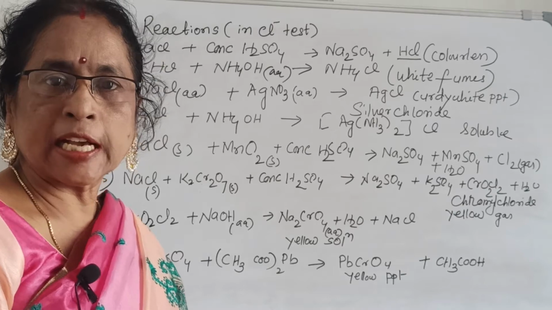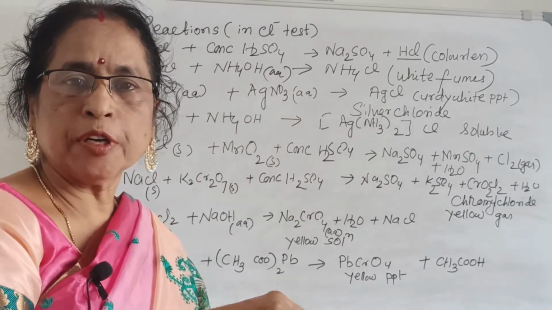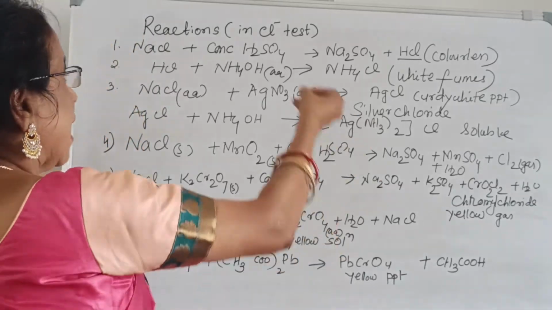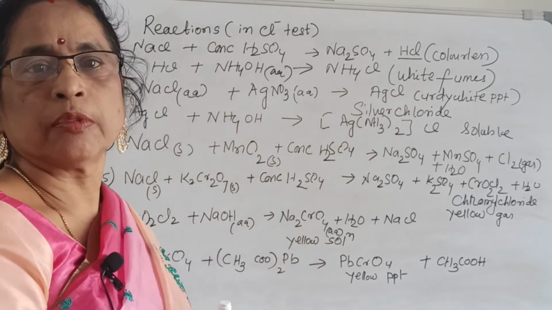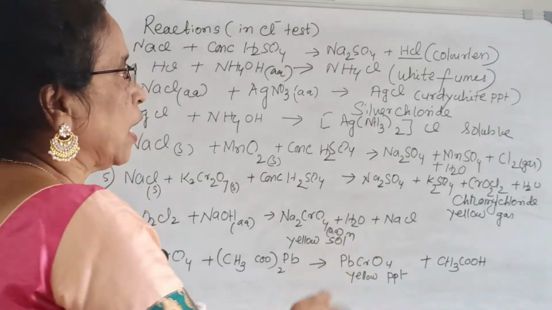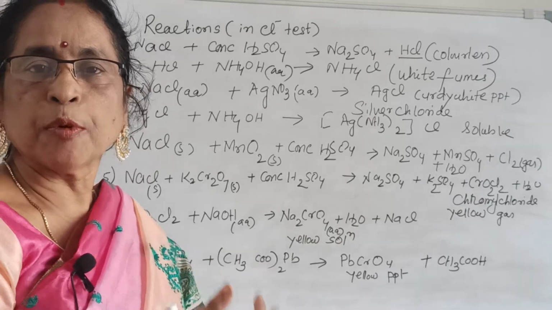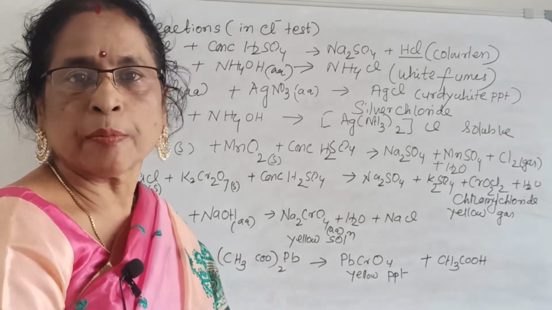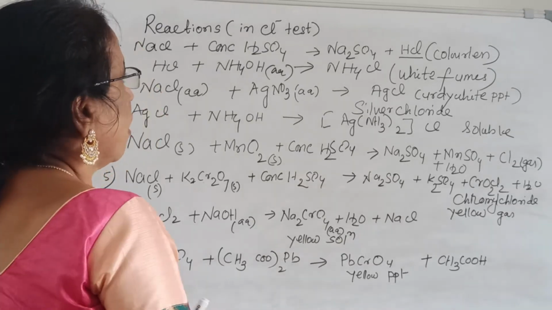To that colorless pungent smelling gas, when a rod dipped in ammonium hydroxide solution was shown, what happened? White fumes formed. What are the white fumes? They are nothing but ammonium chloride. You know ammonium chloride is a sublimate compound, that is why white fumes are obtained.